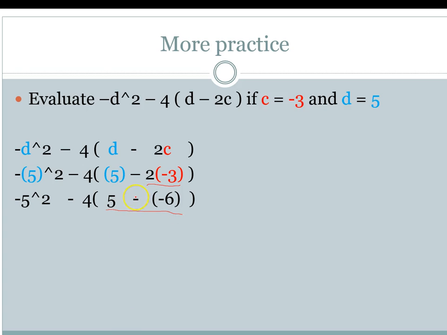Whenever you have a minus, you're adding the opposite. So it would be 5 plus 6, which is 11. So then we'd have 4 times negative 11 left over here, and negative 5 squared here. So between those two, multiplying and squaring, we are going to square next. Exponents is next. So we have negative 25, because remember you square and then tack on the negative. Now you're going to multiply 4 times 11, 44. Negative 25 minus 44 is negative 69.